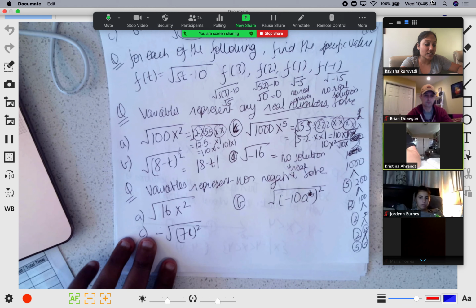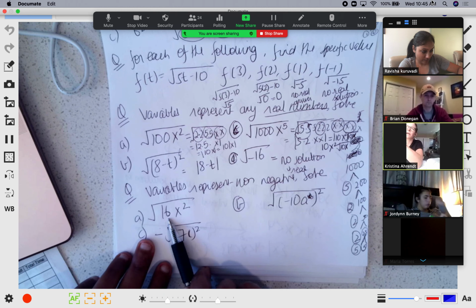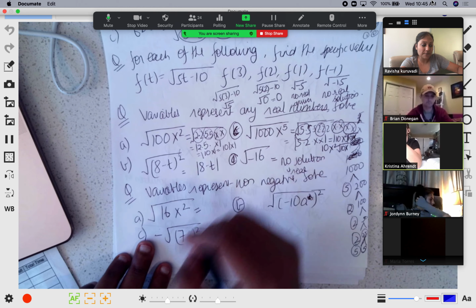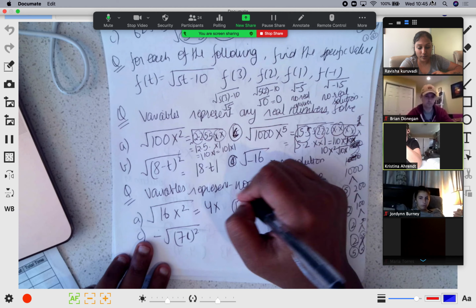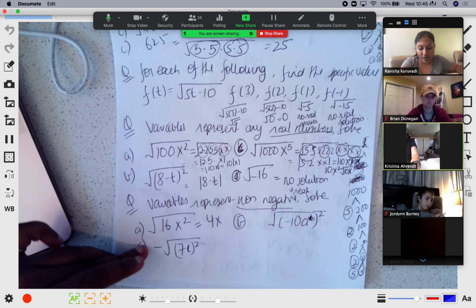Christina, what's the answer for the first one? It's 4x. Will I put an absolute sign? No, because we're doing non-negative numbers. With non-negative, you don't have to worry about the absolute sign at all. Perfect.